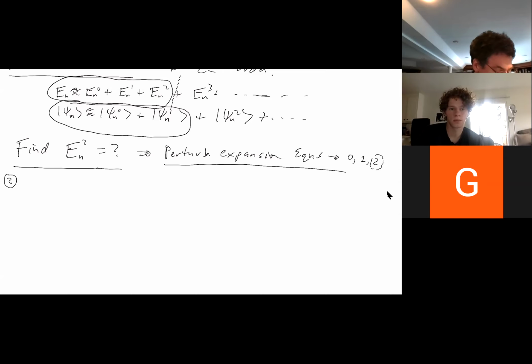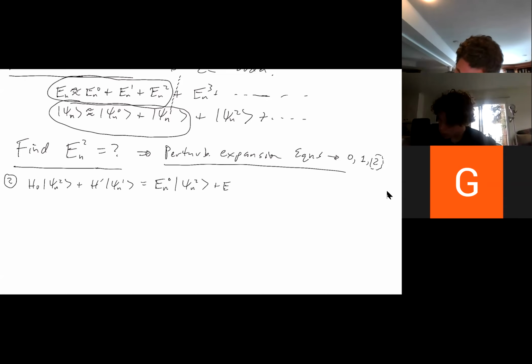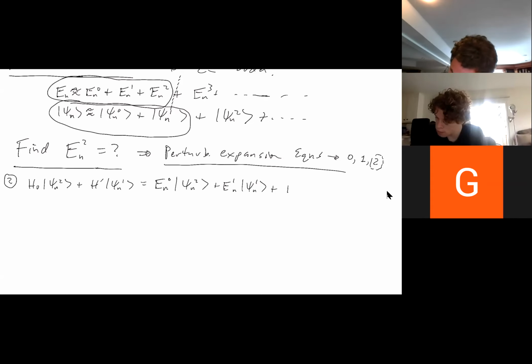We derived it, but this is what it is. It's this: H naught times the 2nd order correction to the eigenstate plus H prime, the perturbation, times the 1st order correction to the eigenstate is equal to En naught, the unperturbed eigenenergy, times the 2nd order correction to the eigenstate plus the 1st order correction to the eigenenergy times the 1st order correction to the eigenstate plus the 2nd order correction to the eigenenergy times the 0th order eigenstate. That's it.